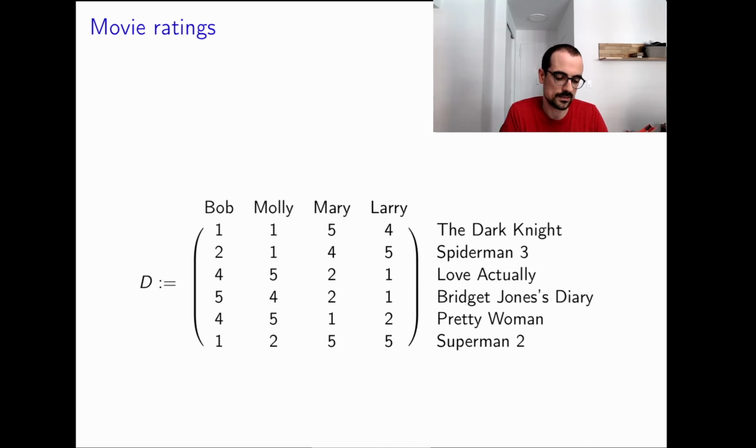These are 4 people that have watched 6 movies. So these are the 4 people, these are the 6 movies, and they're giving ratings to the movies. So for example, Mary really liked The Dark Knight and hated Pretty Woman. Molly didn't like Spider-Man 3, but liked Love Actually a lot. I don't particularly like any of these movies, so I would have maybe 2s and 3s.